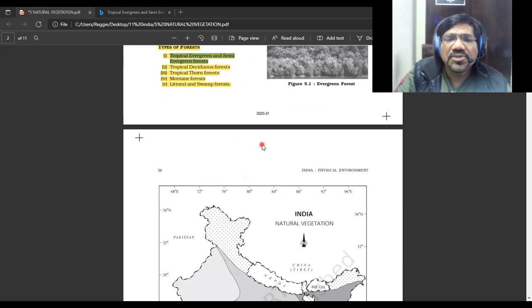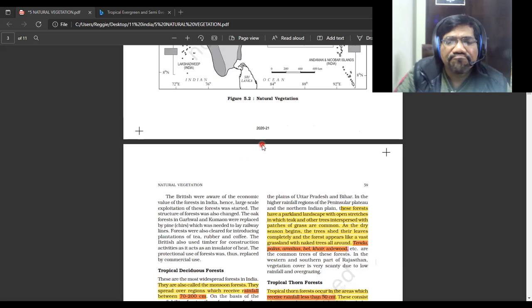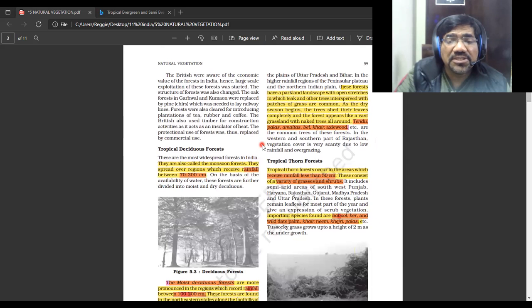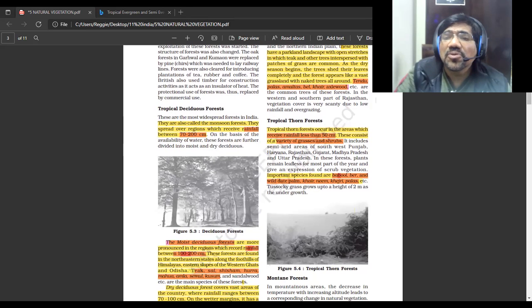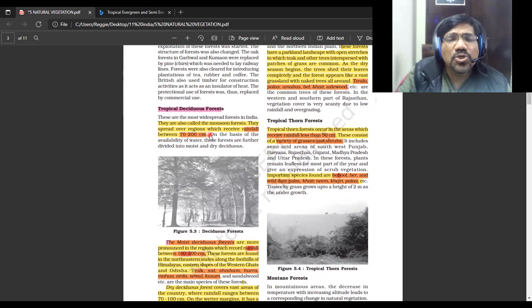Now further, go back to the topic, we find the tropical deciduous forest. Now, if you look at the tropical deciduous forest, I will mark it for you. This is an important heading. Tropical deciduous forest. Here, the rainfall is between 70 to 200 centimeter. And what do we find? That the tropical deciduous forest is divided into 2 parts.